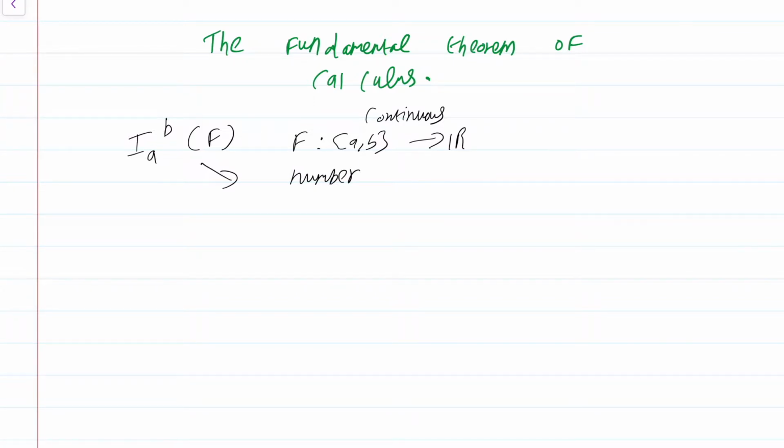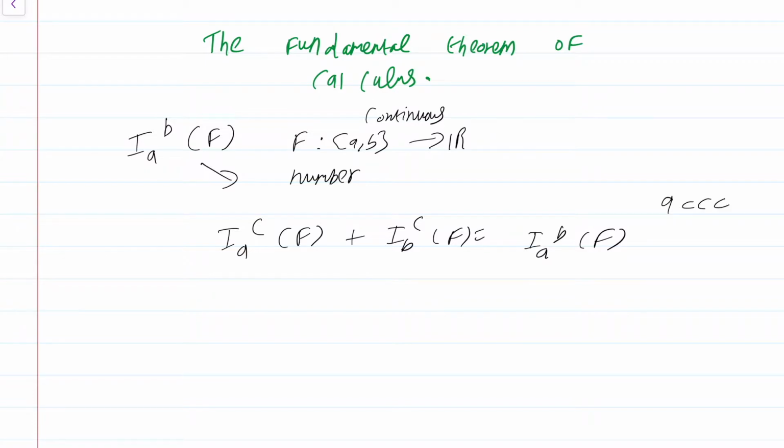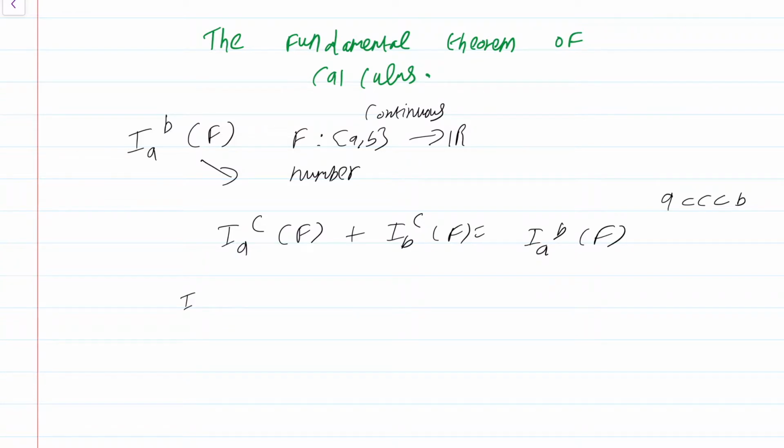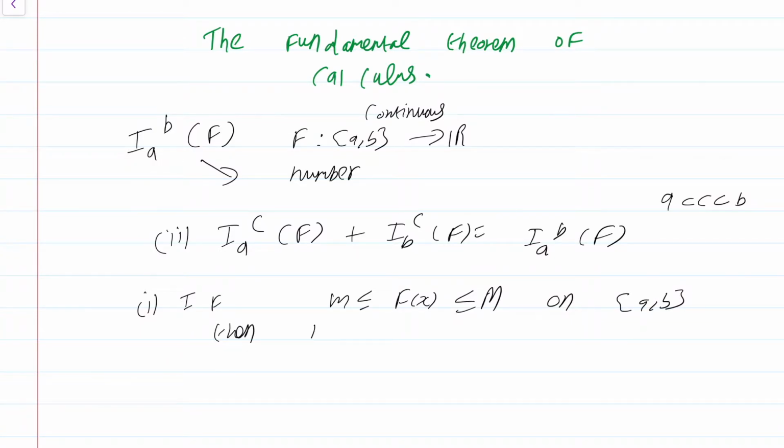And this number satisfies these two properties: I_AC of f plus I_CB of f is equal to I_AB of f, where a is less than c less than b. This is one of the properties. And the second property is that, or rather the first property was that if m is less than or equal to f of x is less than or equal to capital M on this closed interval AB, then small m times (b minus a) is less than or equal to I_AB of f, which is less than or equal to capital M times (b minus a).